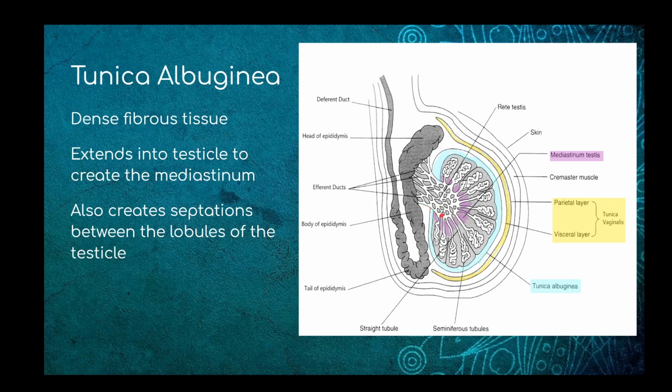But what's important about the tunica albuginea is that it's going to come in through the mediastinum of the testes. So when we look on ultrasound, we're going to see this bright white dense fibrous line, and that's the mediastinum testis. From the mediastinum testis it then extends into the testicle, creating septations. Those septations separate out the lobules of the testicle. We can't see those septations on ultrasound, or the extension of the tunica albuginea into them. The only thing we can see is that bright white line around the testicle, and the brightness of the mediastinum testis as well.